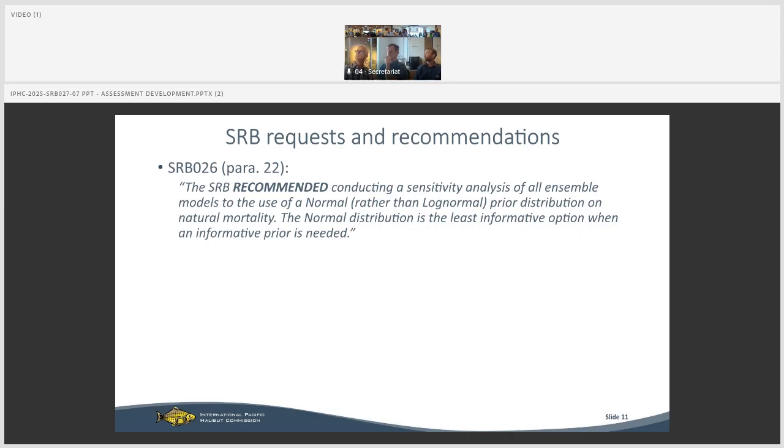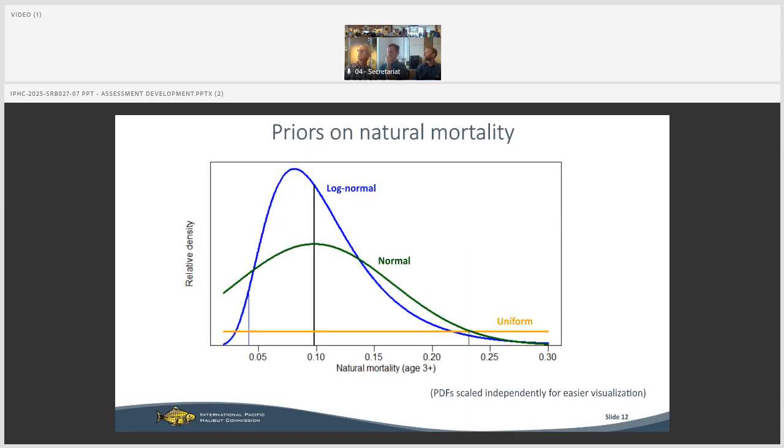Let's get to my next slide. These are scaled independently just so that you can see them, so don't try to do the integral. But these are the 3 priors that were compared. The log normal, recall, is based on the longevity meta-analysis that Owen Hamel and Jason Cope have published 2 or 3 times now, which is basically the expectation of your natural mortality as a function of the longevity of your fish. And the meta-analysis dictates the spread of that log normal distribution.